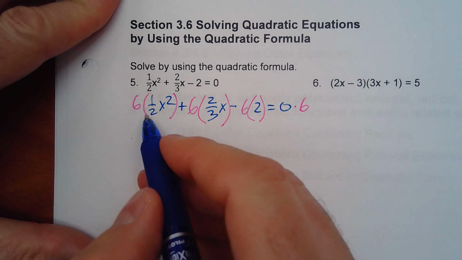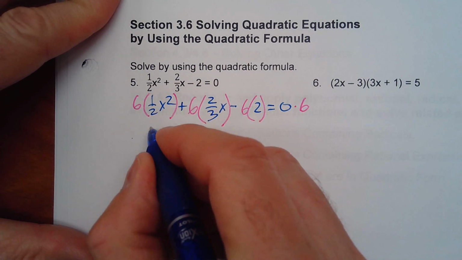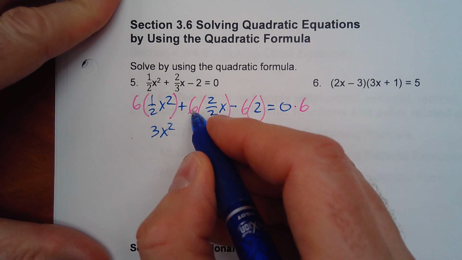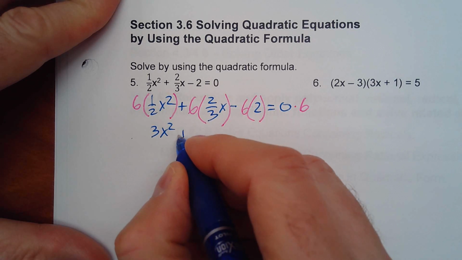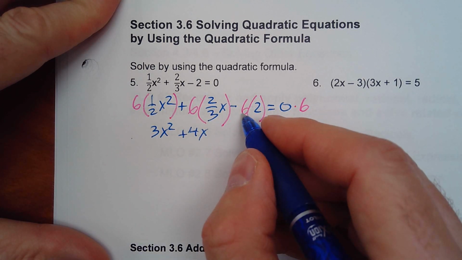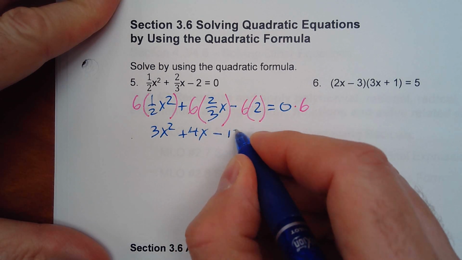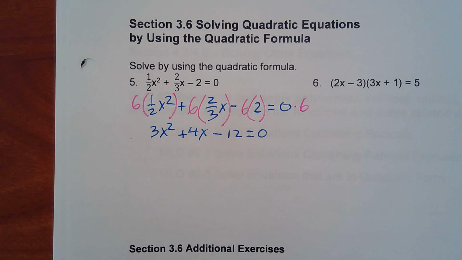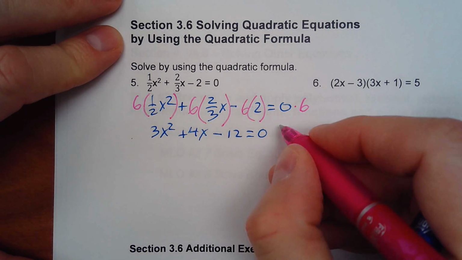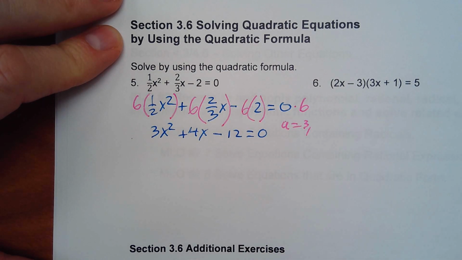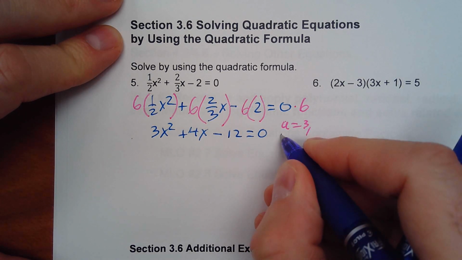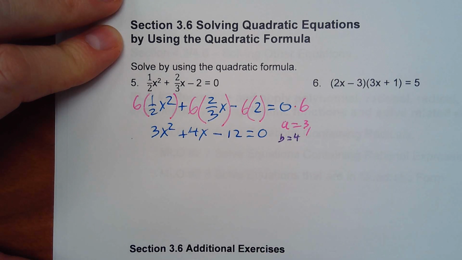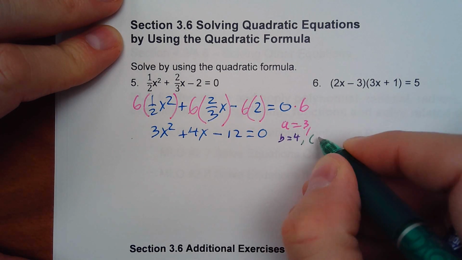So that gives us 2 into 6 is 3, so that's 3x squared. 3 into 6 goes 2, times 2 is 4, so that's 4x. 6 times 2 is 12, so it becomes a minus 12 equals 0. Now by doing that, I have a much easier equation to work with. Here I can identify my a is 3. My b is 4. And c is negative 12.